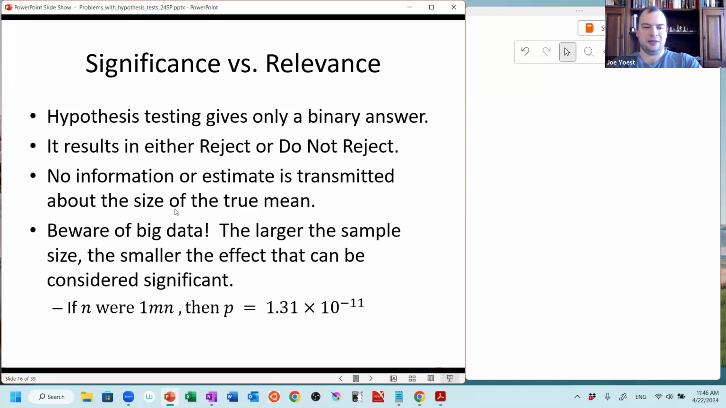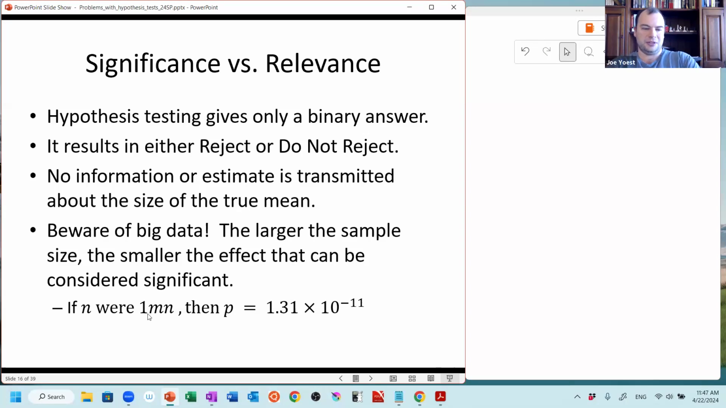Also, beware of big data. The larger the sample size, particularly when we get into tens or hundreds of thousands of data points, which with electronic medical records these days, people can just write a program that combs through the EMR and pulls out tons and tons of data. And you can get sample sizes of tens or hundreds of thousands. So the larger the sample size, the smaller the effect, it can still be regarded significant.